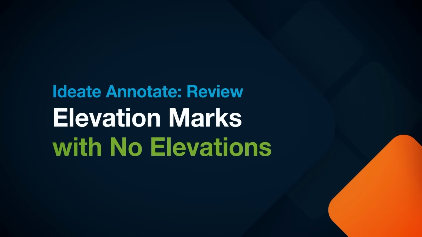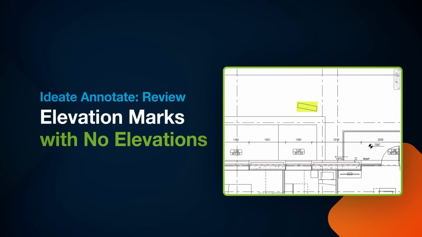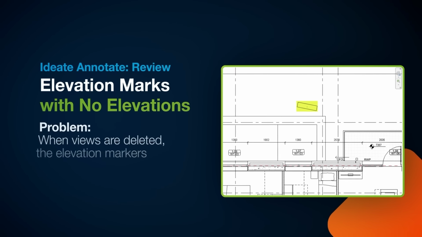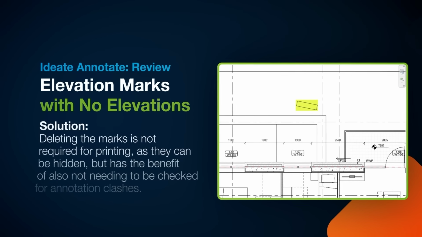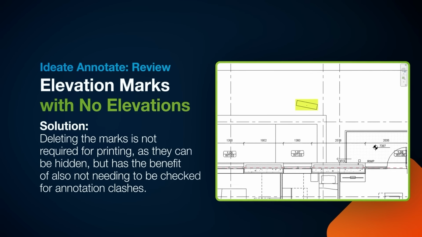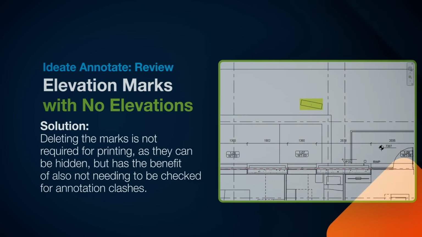Elevation marks with no elevation. When an elevation mark is first manually placed, it will have one of the four directional checkboxes selected. Later, if all the elevations referenced by the mark are deleted, the elevation mark itself will remain.